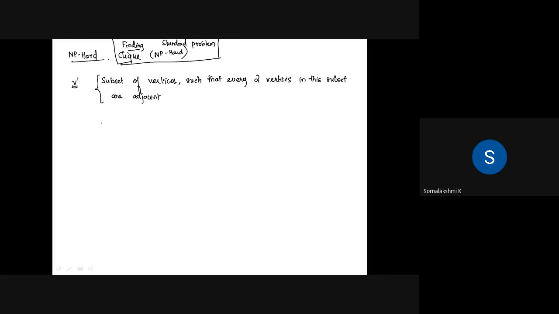Now for this clique problem, we'll consider G dash, which is the complement of G. What is the complement of G? Say, for example, if this is your graph, the G complement will have the same vertices, but will not have these edges, and it will have all the edges that are not in this graph. Whichever way you can connect the nodes by edges that are not in this graph is the G complement.